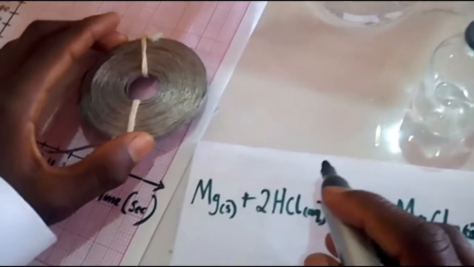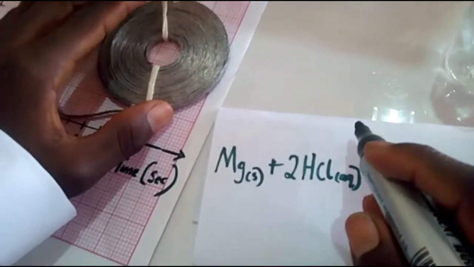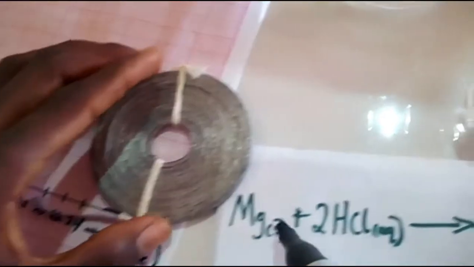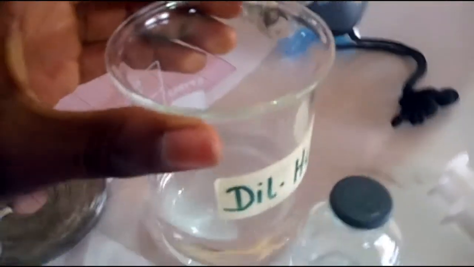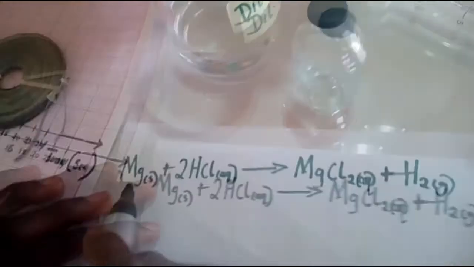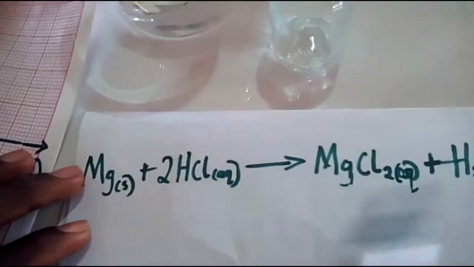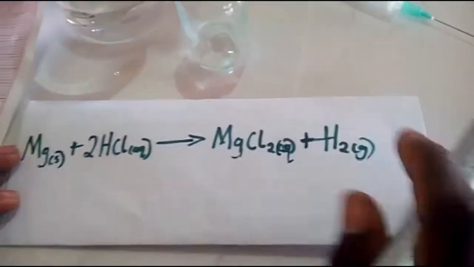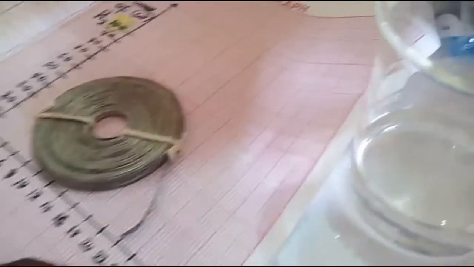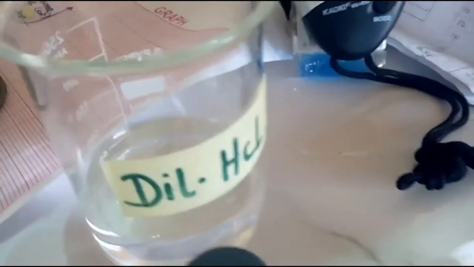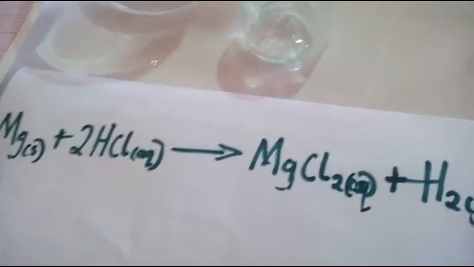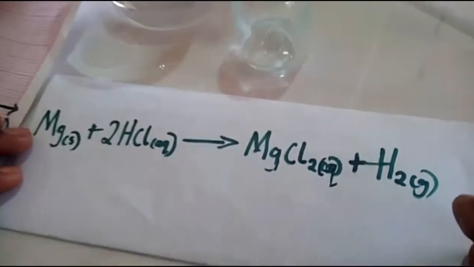Before we start the practical, it is good to know the theory of the experiment. This is magnesium in a solid form and dilute hydrochloric acid in an aqueous form. Magnesium reacts with the dilute hydrochloric acid in the following way. As the reaction proceeds, magnesium and dilute hydrochloric acid are used up, while magnesium chloride and hydrogen gas are produced. Now, we start our practical to determine the rate at which hydrogen gas is produced.